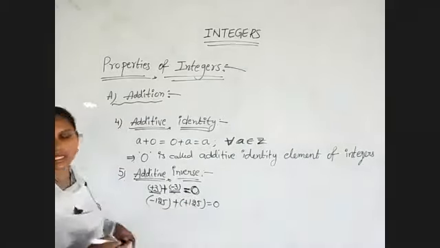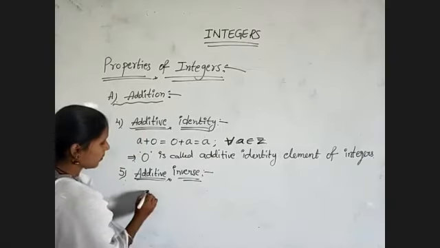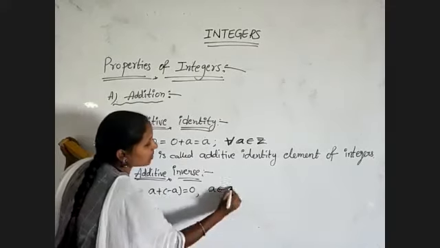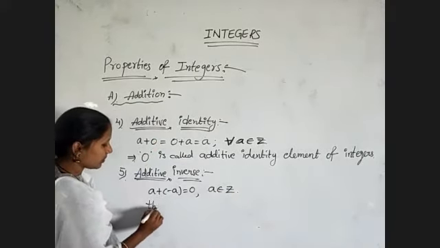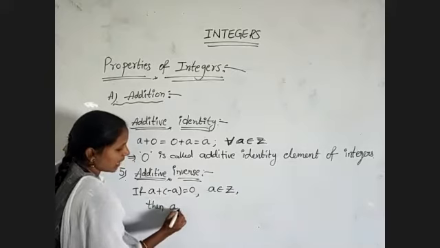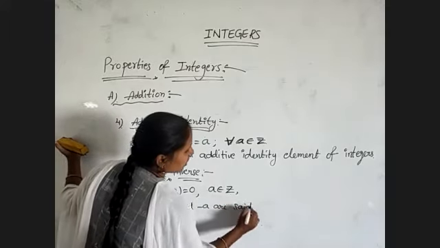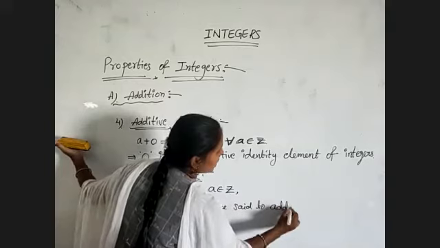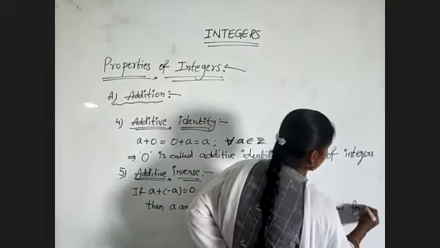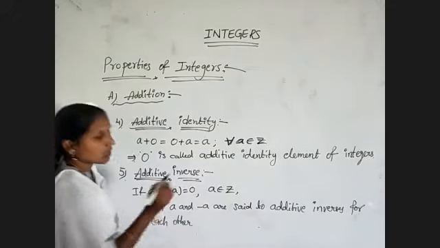So the general statement is given like this. If a + (-a) = 0 and a belongs to Z, then a and -a are said to be additive inverses for each other. So these are the points to remember.